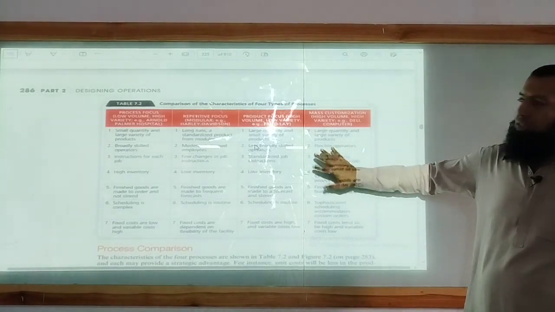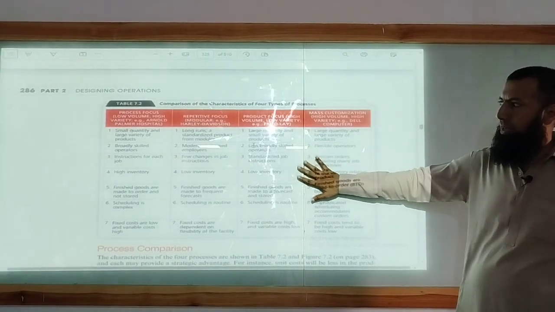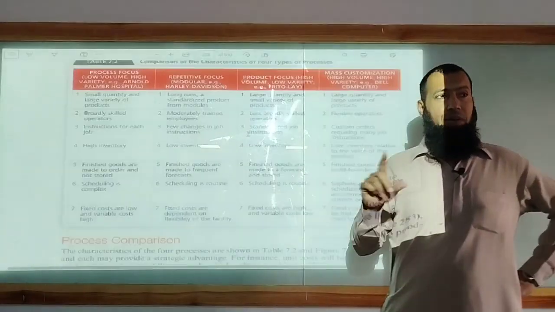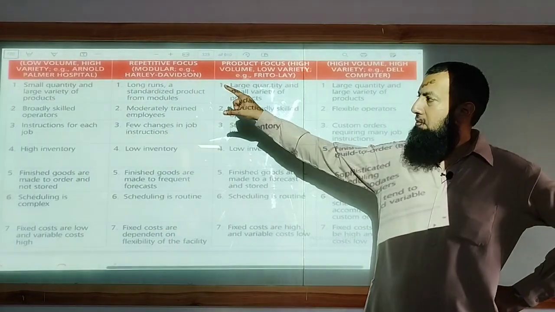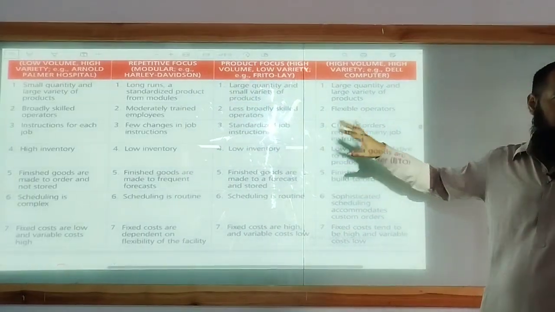Okay, this comparison, make it maximize. This comparison is very, very important. I told you before. Why? Because it is giving you the differences.